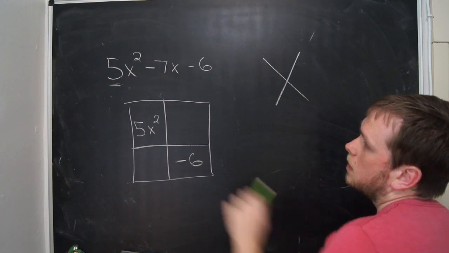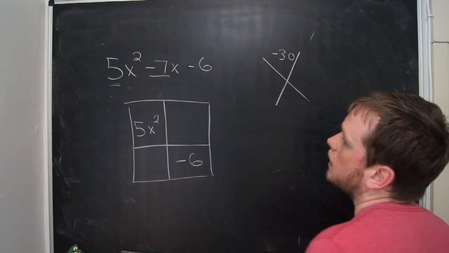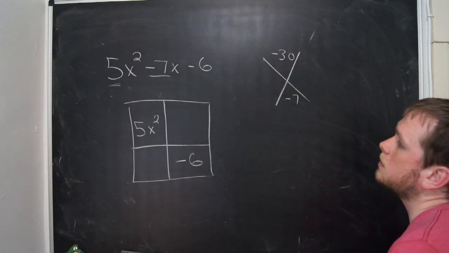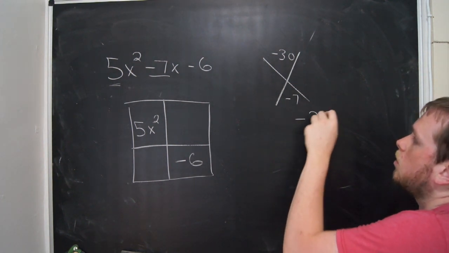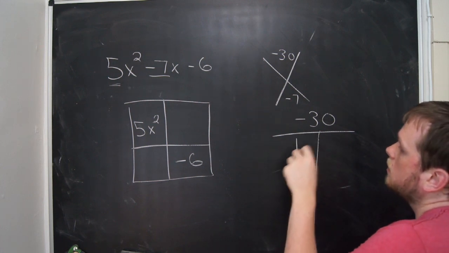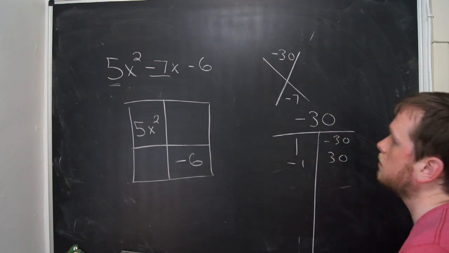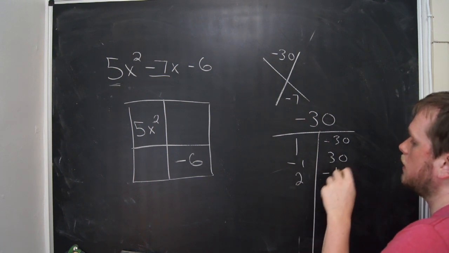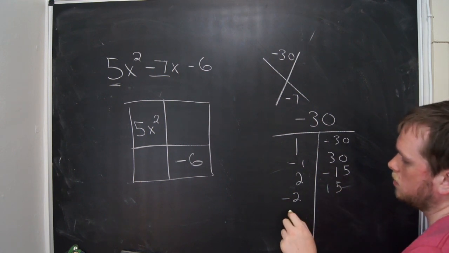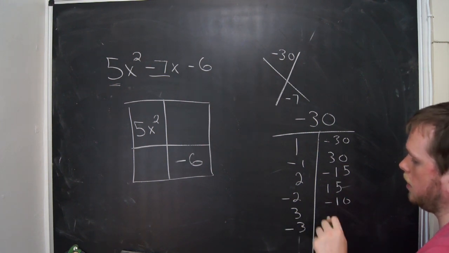Set up my x. 5 times negative 6 is negative 30. And my middle constant is negative 7. So I'm looking for 2 terms that will multiply to be negative 30 and add to be negative 7. Let's figure it out. What are all the ways we can get to negative 30? Well, we could do 1 times negative 30. We could do negative 1 times positive 30. We could do 2 times negative 15. We could do negative 2 times positive 15. We could do 3 and negative 10. We could also do negative 3 and positive 10.